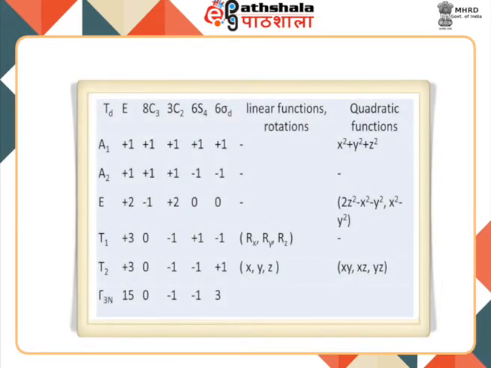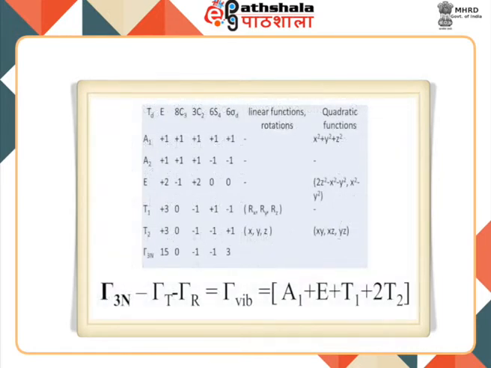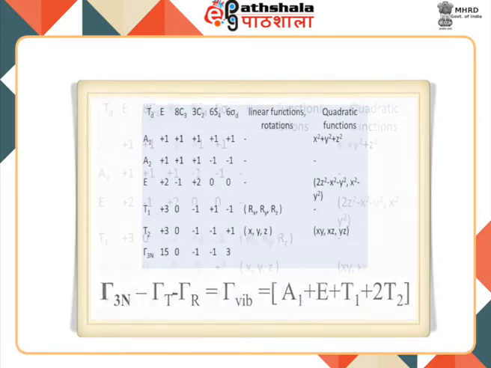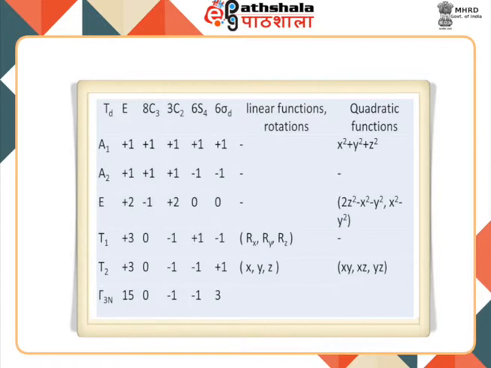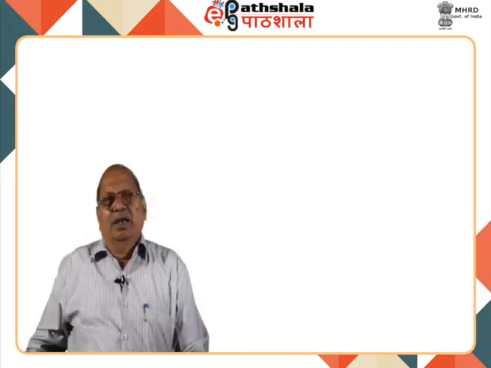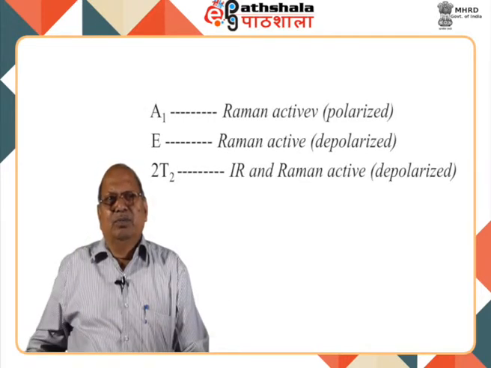Using 3n vectors as the basis, using the character table of the Td point group, we get gamma vibration as gamma 3n minus gamma t minus gamma r, equal to gamma vibration, equal to A1 plus E plus T1 plus 2 T2. And this gamma 3n, which is obtained as we have discussed earlier, is 15, 0, -1, and 3, and on reduction we get the result as A1 plus E plus T1 plus 2T2. Let us check the activities of these modes.